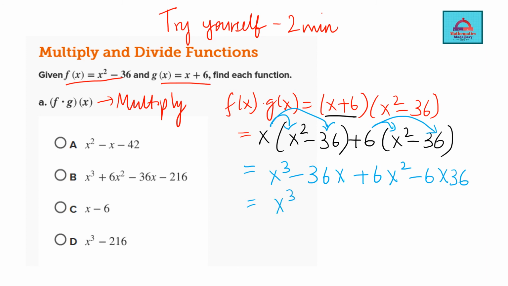So this is x cube. Now I have to put it in standard form, so I'm putting 6x square first, then this, and then 216. So the final answer is this, so B is your answer. That was multiplication. Let's practice a question on division now.